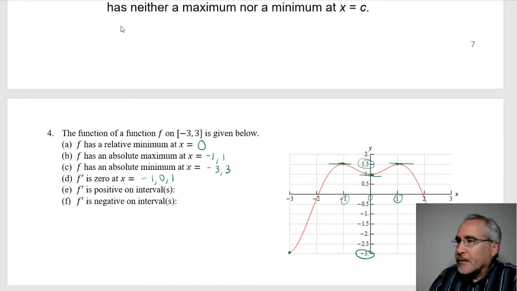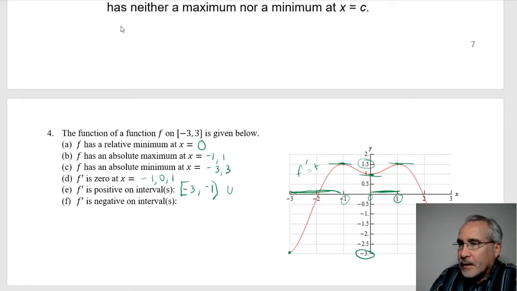F prime is positive on the interval where it is increasing. So the slope of the tangent line would be positive here, from -3 to -1. It decreases here, but then from 0 to 1 it's back to increasing, and then it's decreasing. That would be negative. So F prime is positive on the 2 green intervals. That would be -3, a closed interval, until we get to -1. Now -1 is an open interval because the point itself at -1 is neither increasing nor decreasing. And then we've got another interval from 0 to 1. Both are open intervals that way.